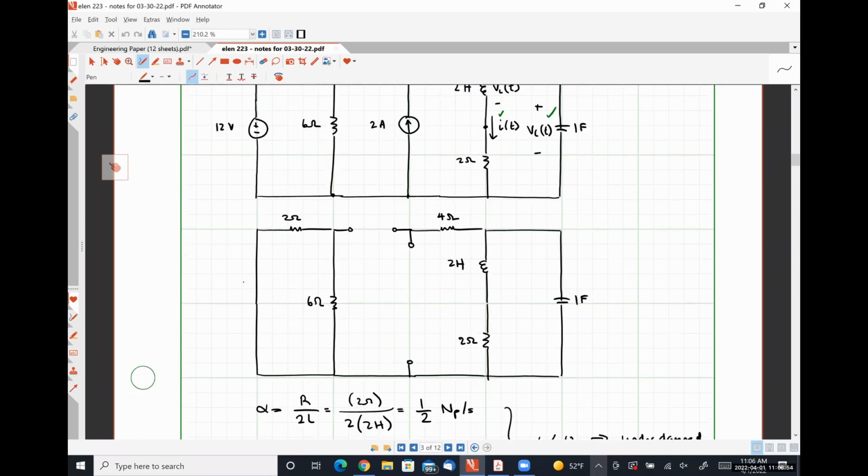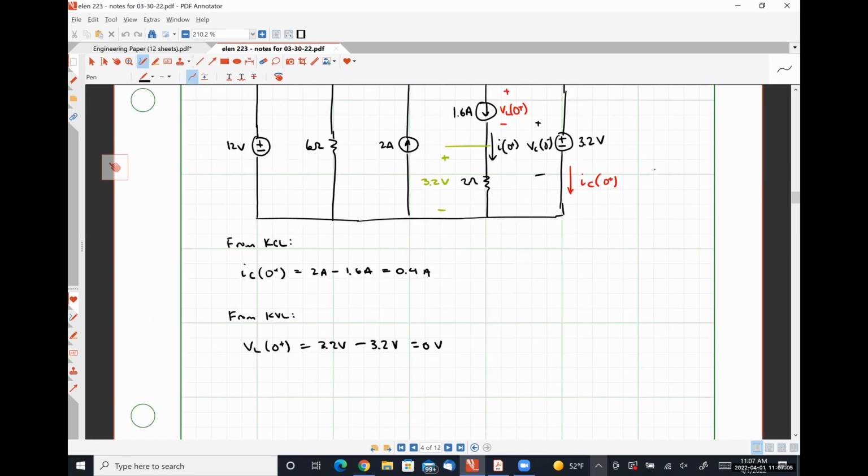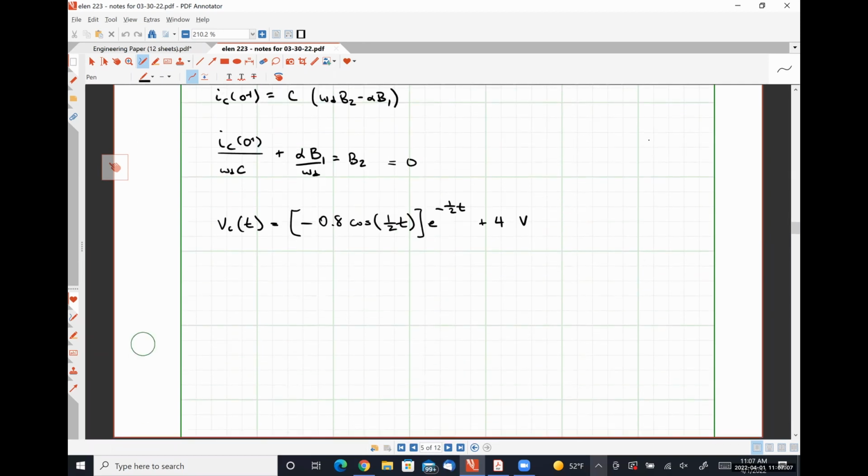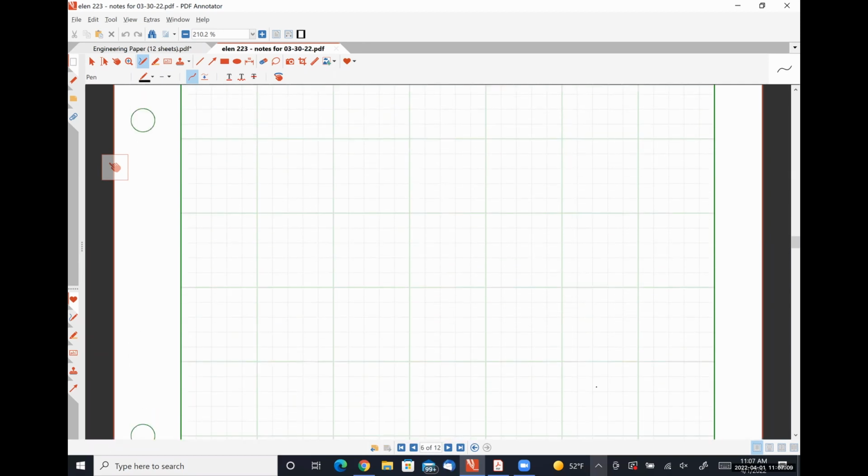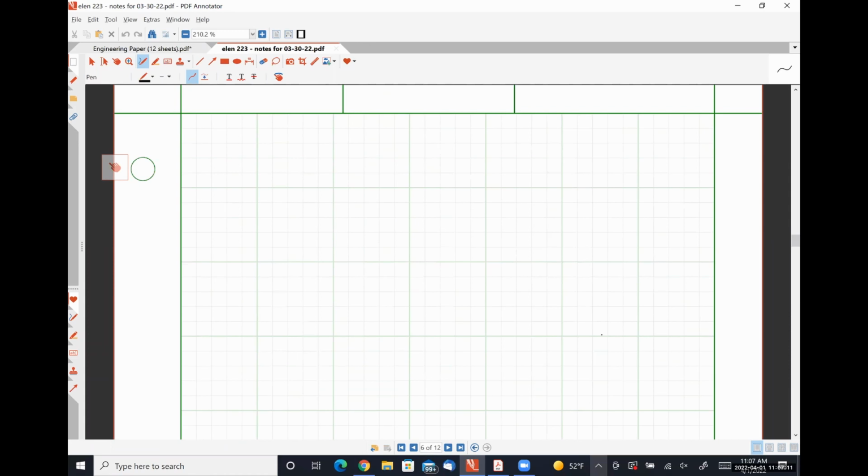So we can use all that information that we collected to figure out exactly how i of t is behaving as well, because we took note of it. Okay. So scrolling all the way down here to a new page, let's start our inductor current analysis.